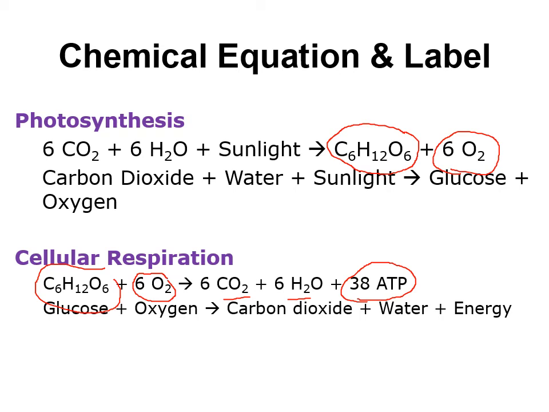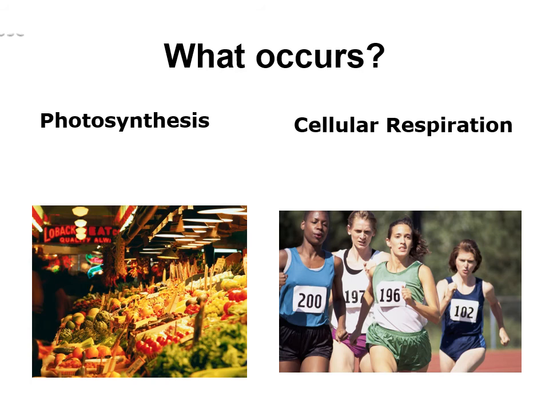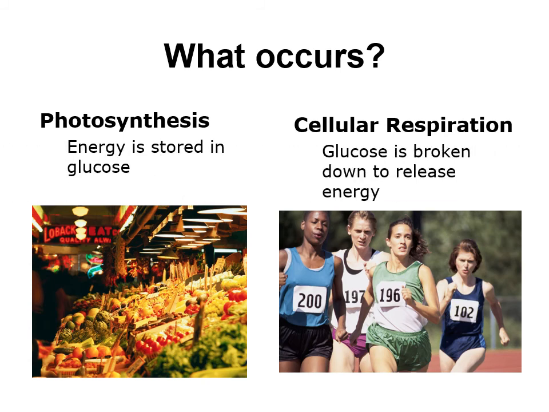In future lectures, we'll get into much more detail about what these two processes are and the fact that they aren't actually this simple. There are multiple stages to get through to produce the end products of glucose and oxygen for photosynthesis and ATP for cellular respiration. So in photosynthesis, we're making energy and storing it in a chemical compound called a carbohydrate. And in cellular respiration, we're releasing that stored energy in the carbohydrate to be utilized for whatever processes the body and cells need to do.